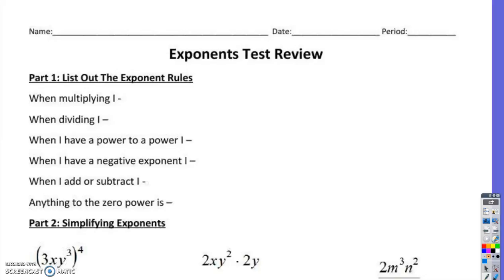When I have a power to a power, I'm going to multiply their exponents. When I have a negative exponent, I am going to move it down into the denominator or vice versa. And when I add or subtract like terms, that's combining like terms. We don't do anything to the exponents in that case. We're just adding them, combining like terms. And then remembering anything to the 0 power is 1. That's our favorite rule. Anything raised to the 0 power is just the number 1, not 1x or x to the first power or anything like that, just 1.